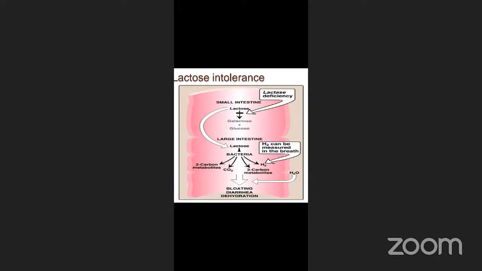In the large intestine, various bacteria will act on this lactose. After breaking down this lactose, they will produce some two carbon metabolites, carbon dioxide, hydrogen, all these, which, along with the water we drink, will result in diarrhea, dehydration, and bloating. So that condition is called lactose intolerance. Usually in small children, first we have to observe because they take breast milk, right?